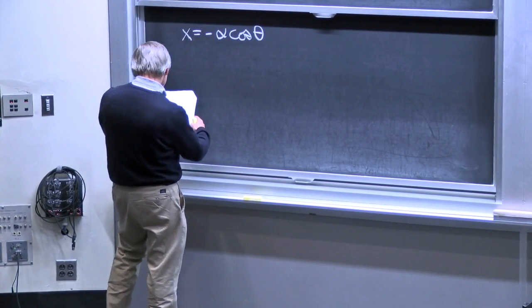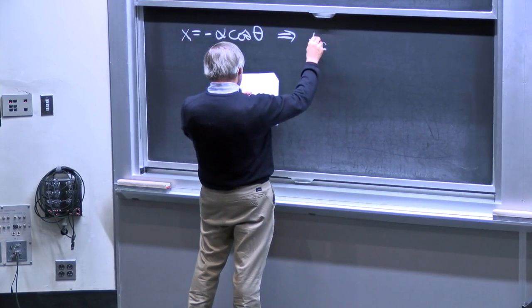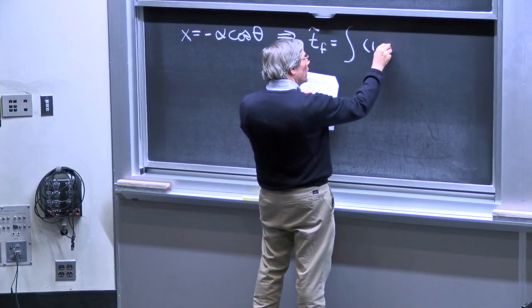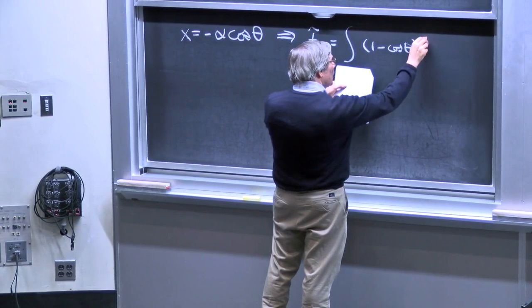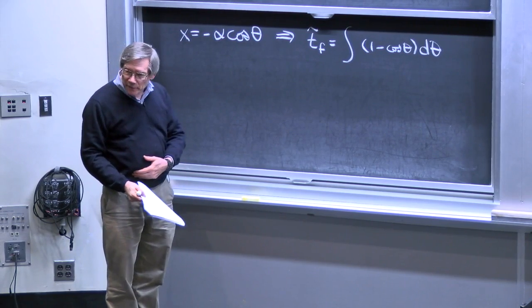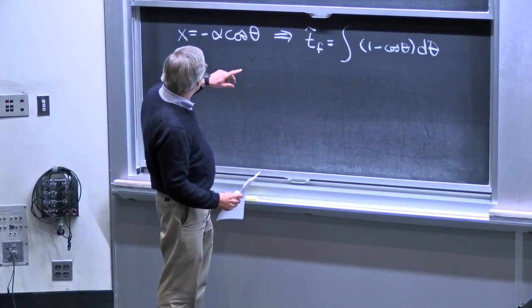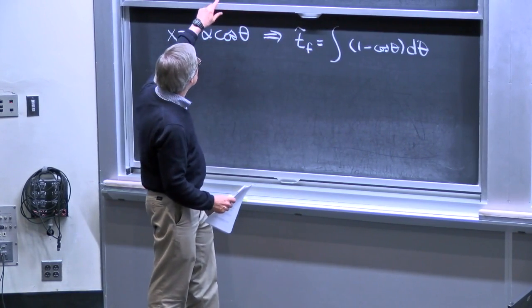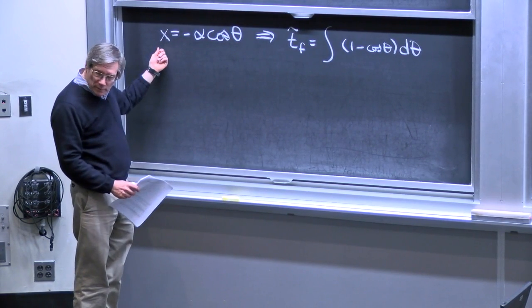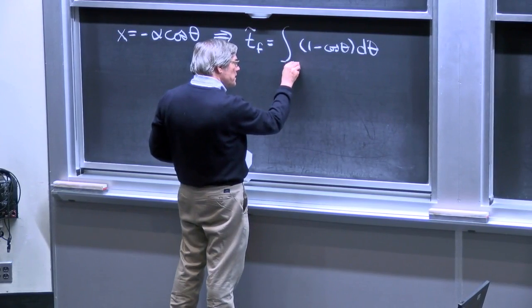And the bottom line, which I will just give you, is that now we find that t sub f tilde is just the integral of 1 minus cosine theta d theta. And that's it. Everything simplifies to that, which is easy to integrate. But we also have to keep track of our limits of integration. The lower limit of integration is where x equals minus alpha. And if x equals minus alpha, that means cosine theta equals 1. And cosine theta equals 1 means theta equals 0. So the limit of integration on theta is easy. It starts at 0.